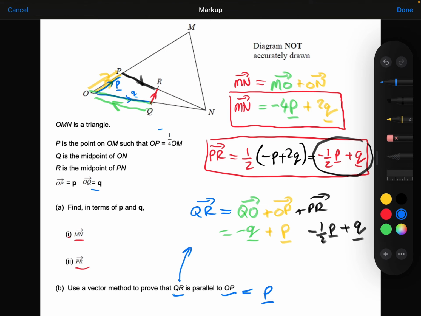Now to simplify that, we've got the minus Q plus Q, so they're going to cancel out. Then we've got the P minus a half P, which is a half P. So that's my vector Q to R. And I can now say that Q to R is half of the vector O to P. Therefore, QR and OP are parallel.